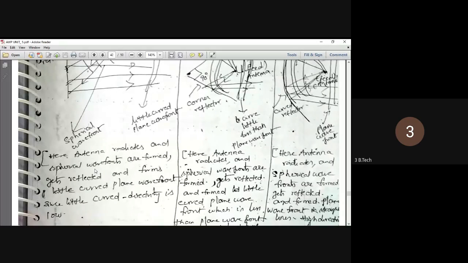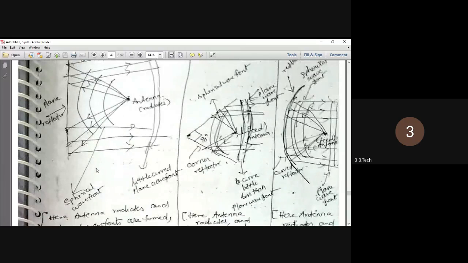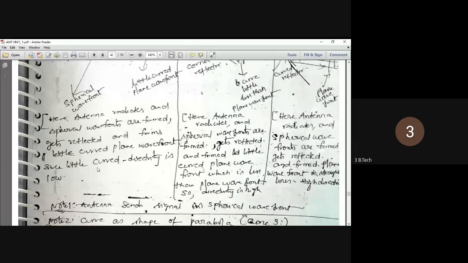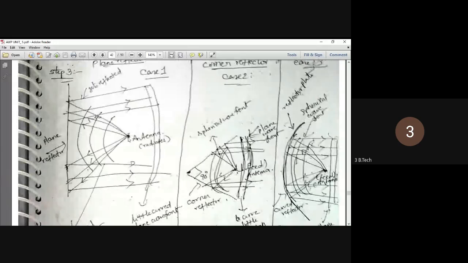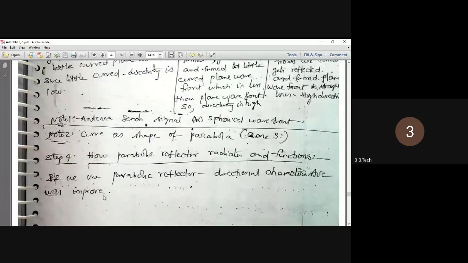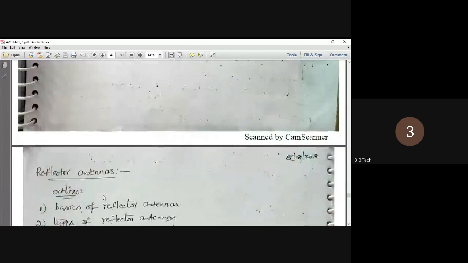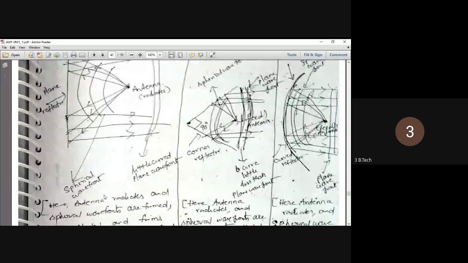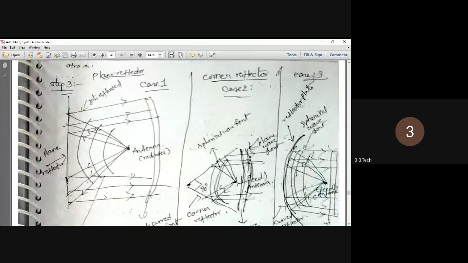As the antenna radiates, first it forms a spherical wavefront. What are the radiations that are coming from the antenna? That is the EM waves. They form as a spherical wavefront.